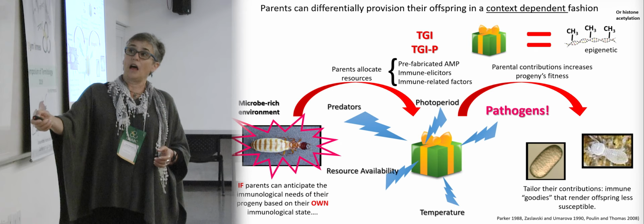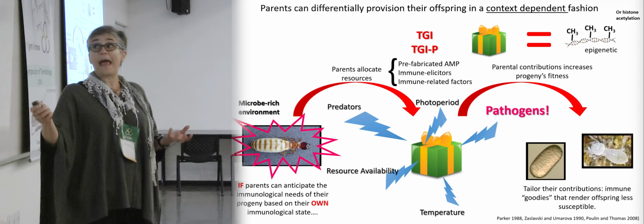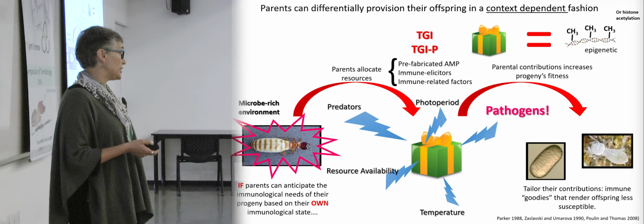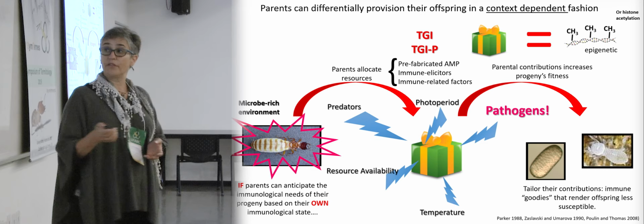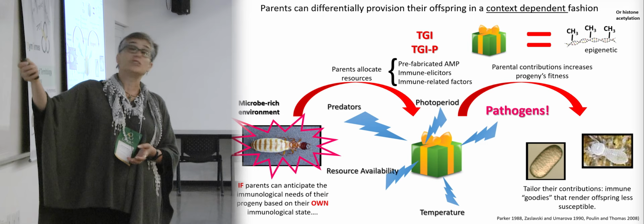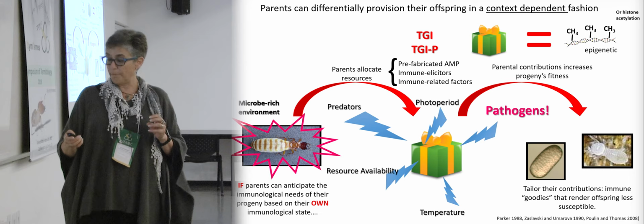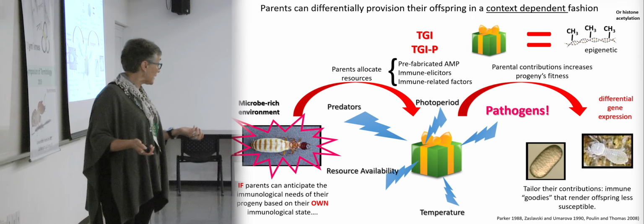The alternative, or at least it could be these and these, we're not sure, is that some of these contributions may actually be epigenetic. So mothers or fathers may be influencing methylation rates in the DNA of the offspring so as to vary the gene expression of the offspring. It could also be based on histone acetylation. So these epigenetic markers could be influencing differential gene expression in the offspring, and therefore the offspring would be doing better. So that's the whole idea of transgenerational immunity.